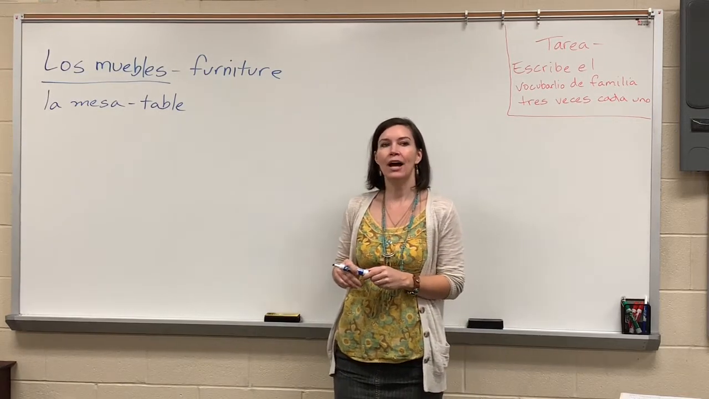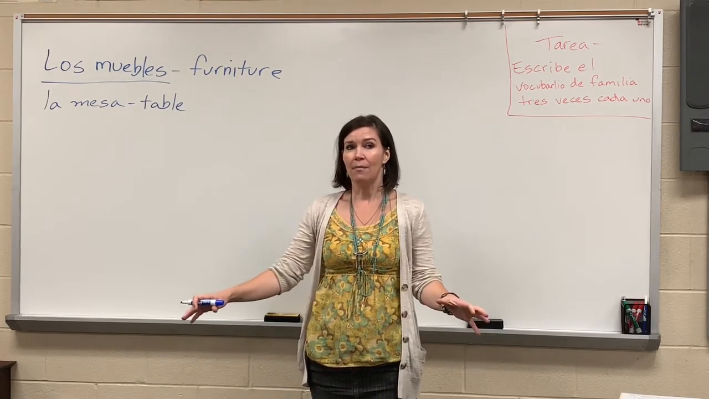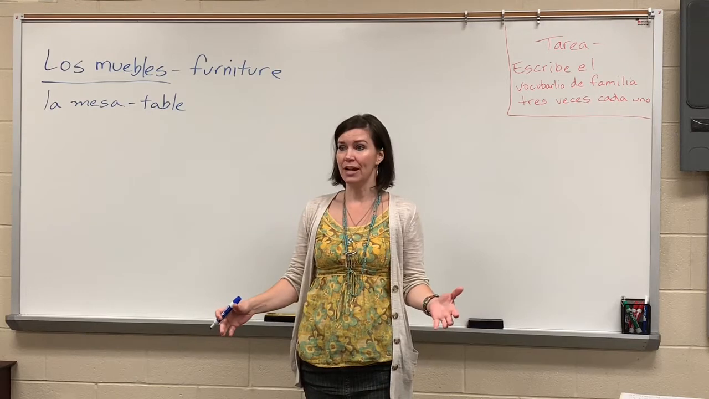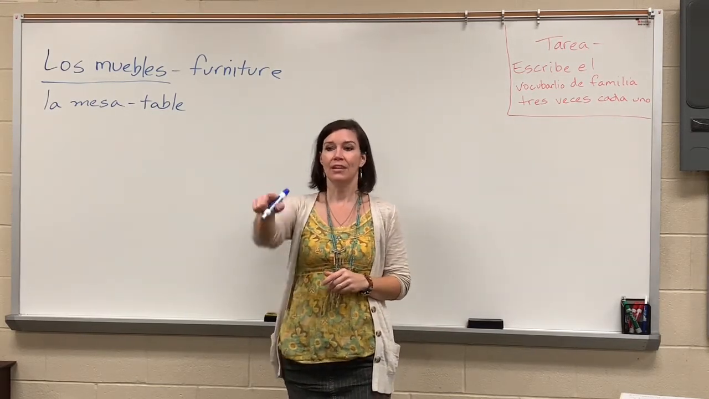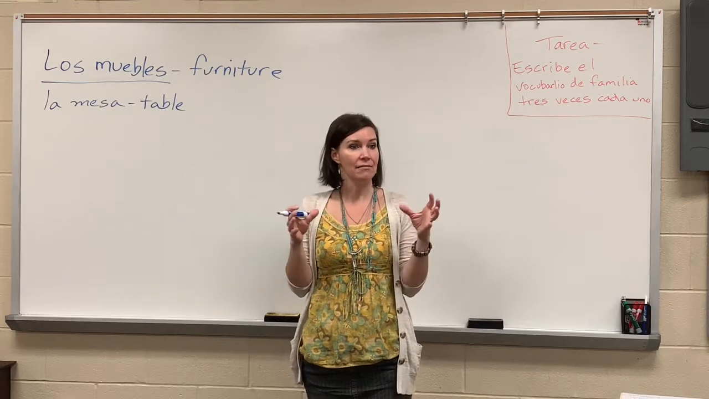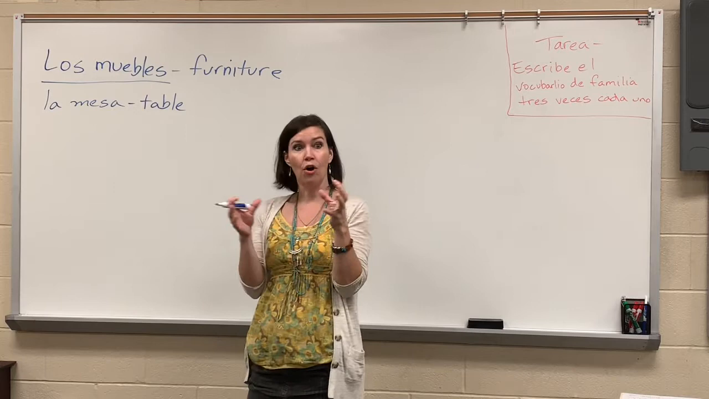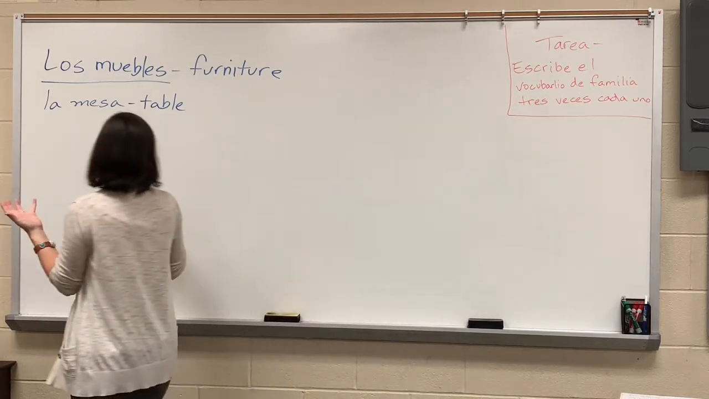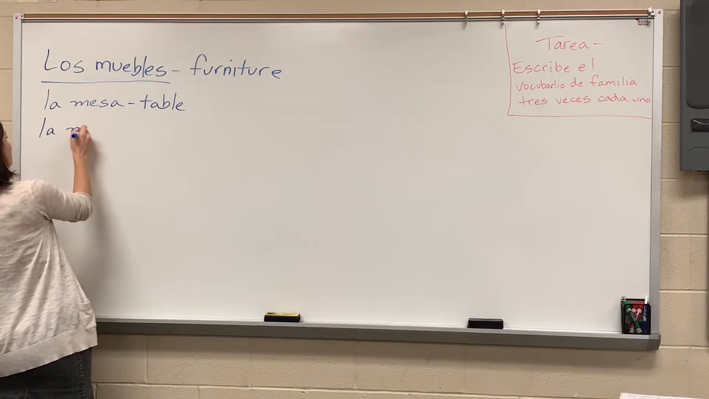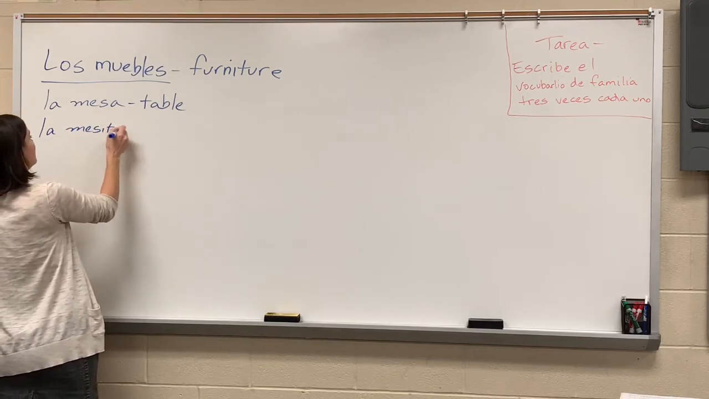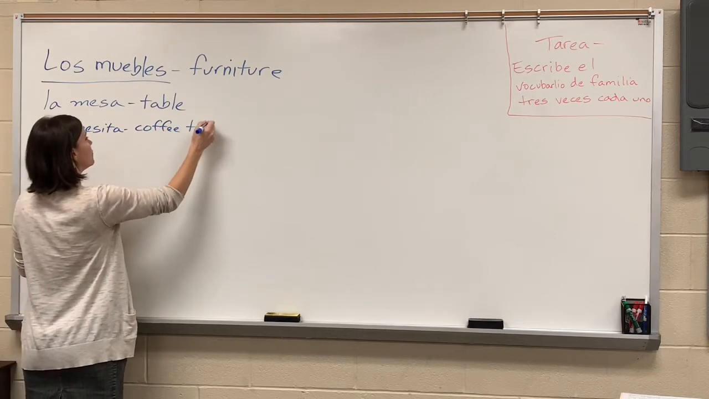Now, whenever you have a small table, like a coffee table, you guys know what those are, right? So like we have one here in the cuarto, in our room. And so that would be a mesita. Whenever you put ito or ita on the end of a word, it means smaller. So mesita then would be like a coffee table. So I'll just go ahead and put that one up here too, la mesita. Coffee table.